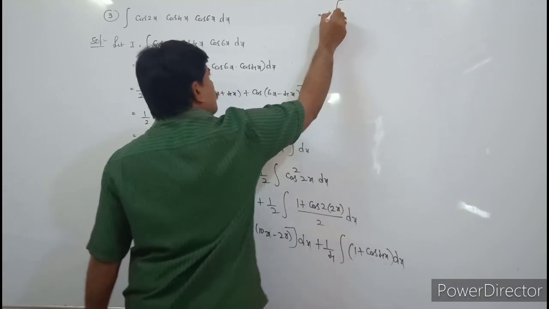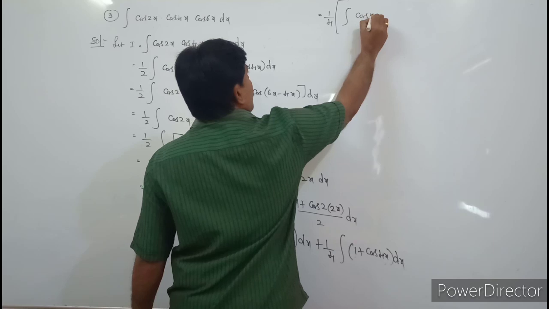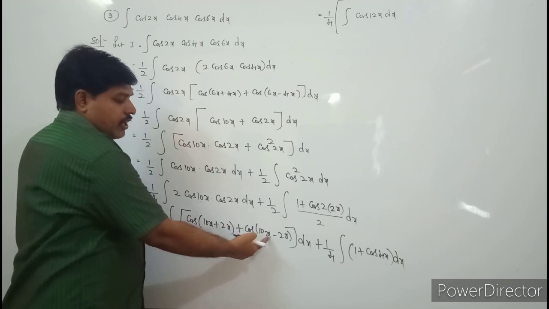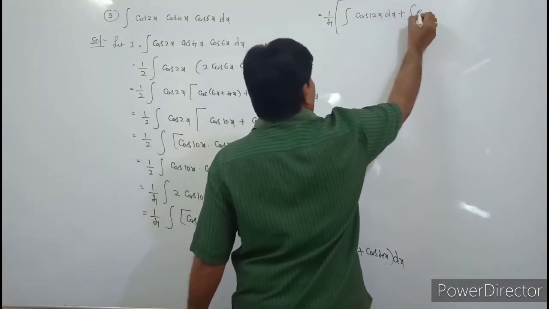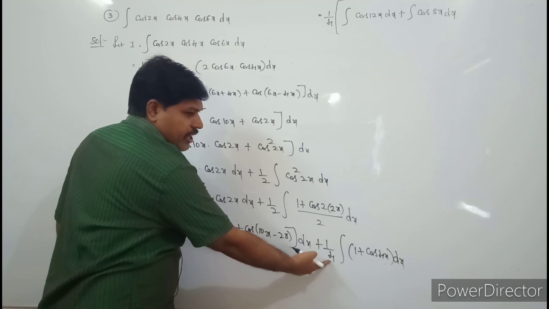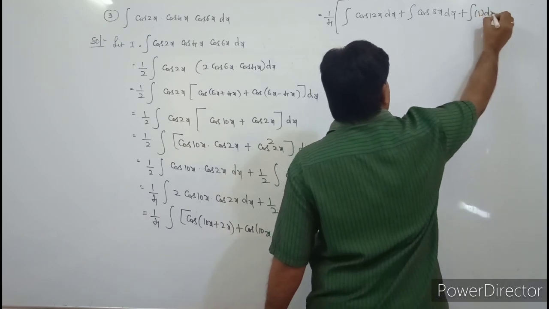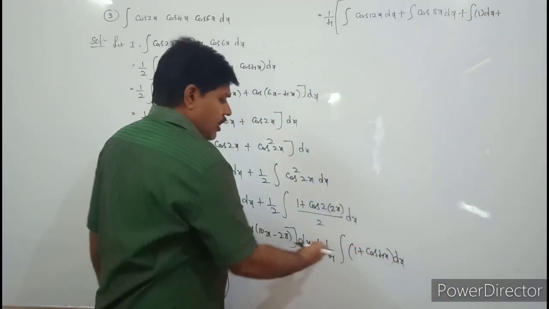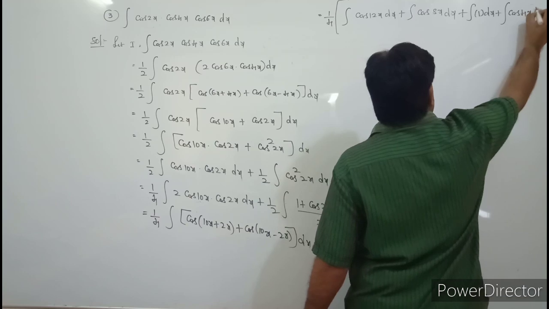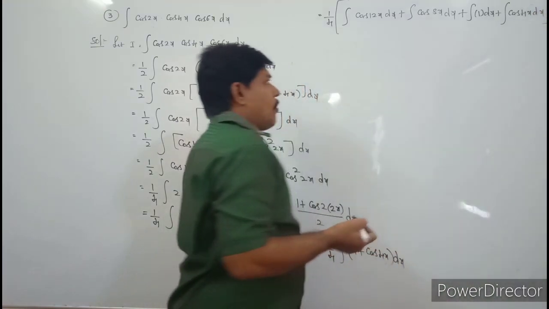What are the terms involved? First one is the integral of cos 12x into dx, plus the integral of cos 8x into dx, plus, since you already took the 1 by 4 out, the integral of 1 into dx, plus the integral of 1 into dx, plus the integral of cos 4x into dx. So this is the one.